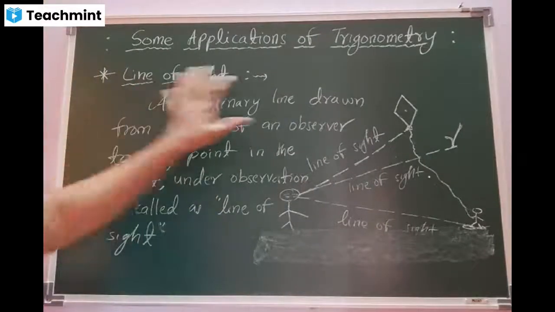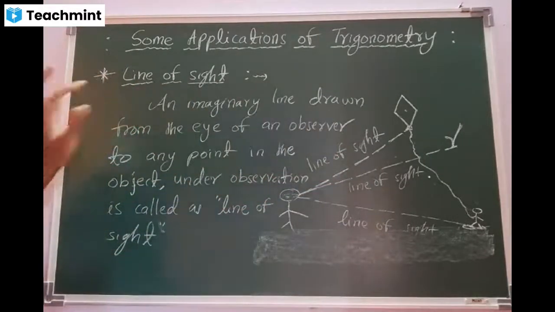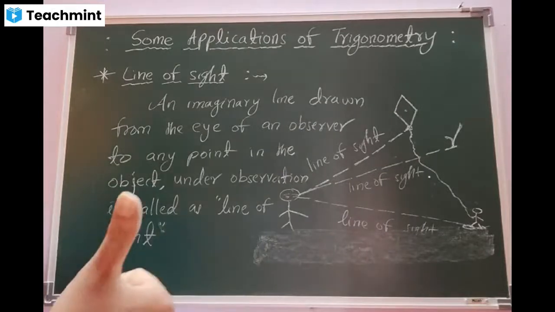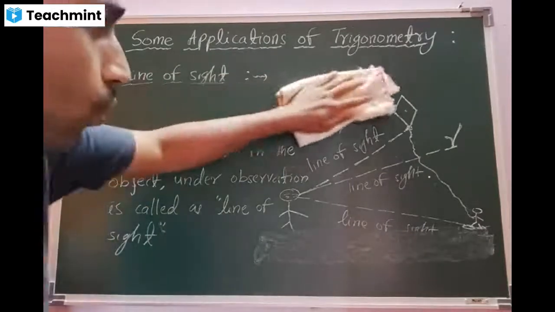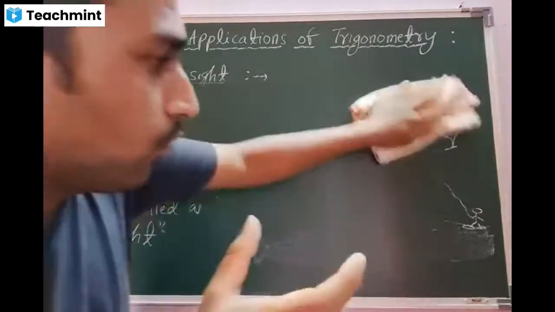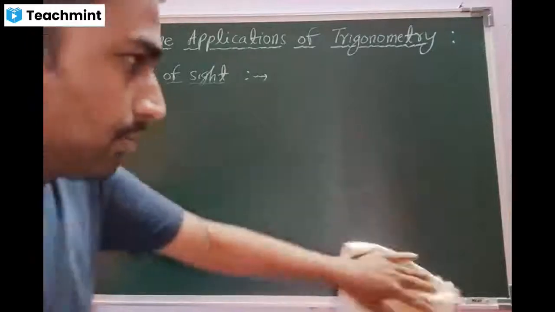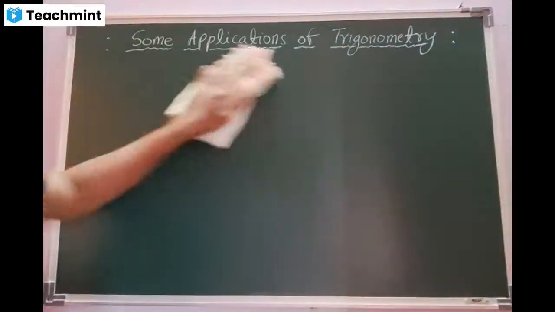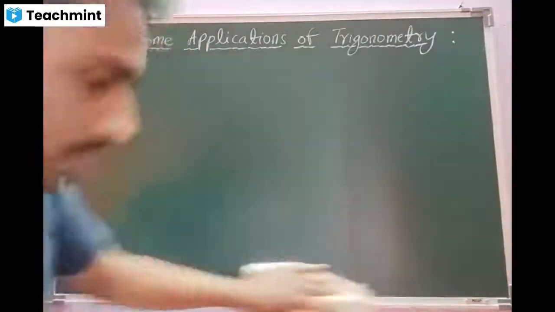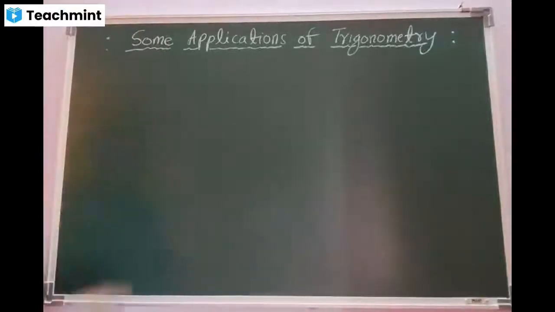Beta, read out the para, quick. An imaginary line drawn from the eye of an observer to any point in the object under observation is called line of sight. Very good, beta. So, this is the end of the first concept, line of sight. Now, we will go to the next concept. What should be the side heading, beta? Horizontal line of view. Yeah, all of you write it down.